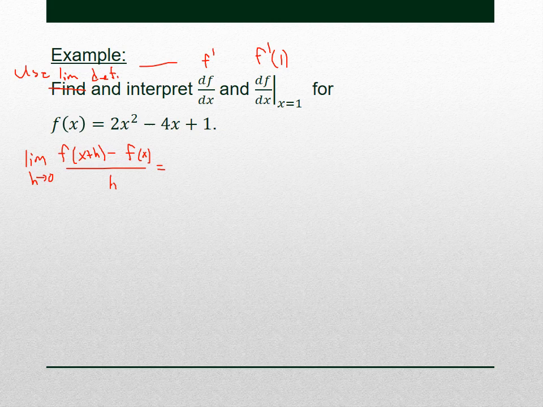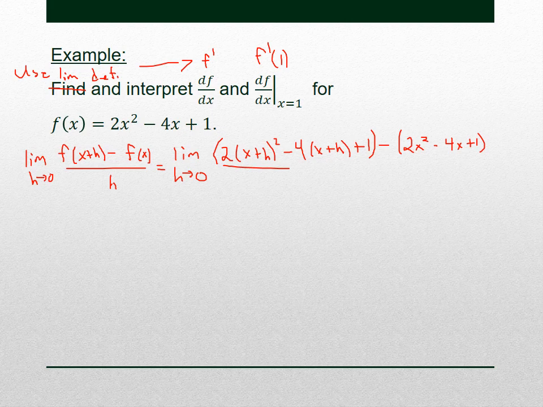So that's the limit as h goes to 0. And what is f of x plus h? Well, that's 2 times x plus h squared minus 4 times x plus h plus 1. So we plugged in x plus h instead of x. And then we're going to subtract. And here's where those parentheses will be helpful to remember to distribute that negative sign. And f of x is just what we see there, 2x squared minus 4x plus 1. And that's all over h.